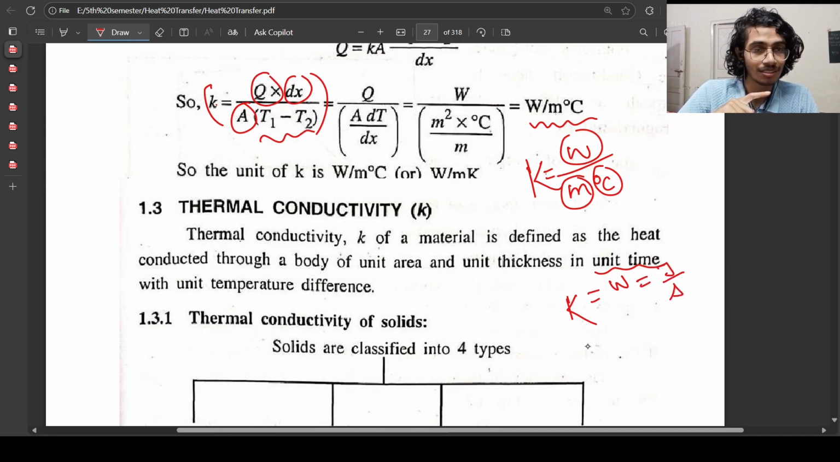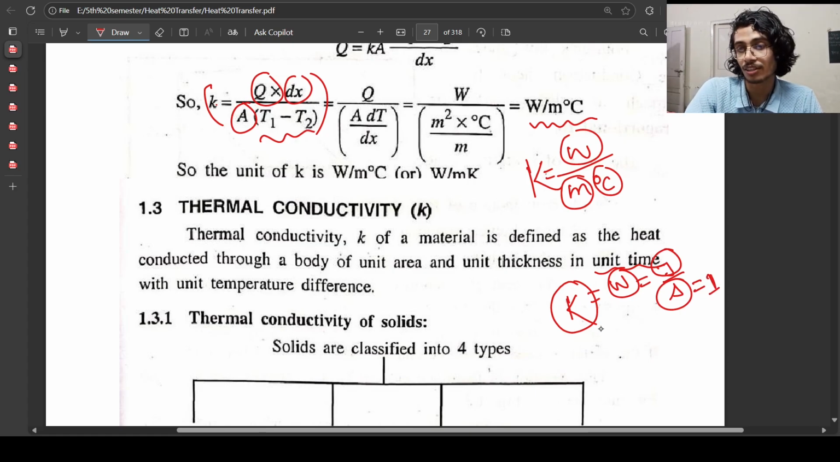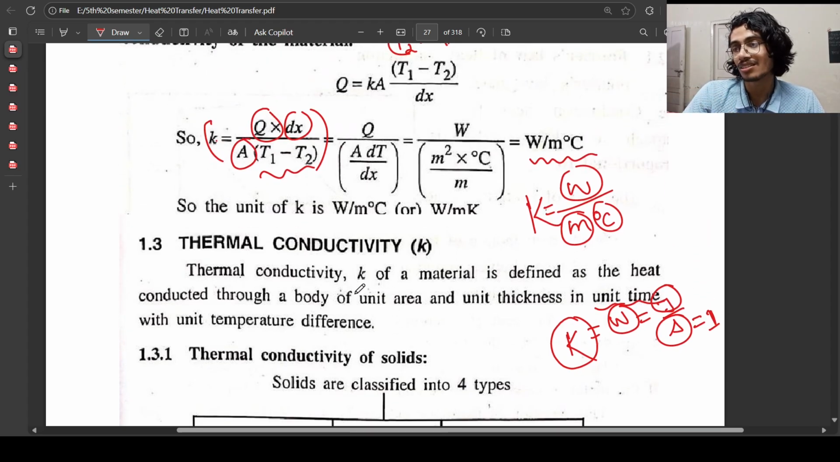Joule per second. So if you are saying that this K is equal to watt, and watt is equal to joule, that means you also have to keep this S equal to 1. I don't know whether you can understand it or not. I'm just trying to get the definition from the equation. From the equation, you can sometimes also get definitions. Okay, so this is how you can have the definition of the thermal conductivity.